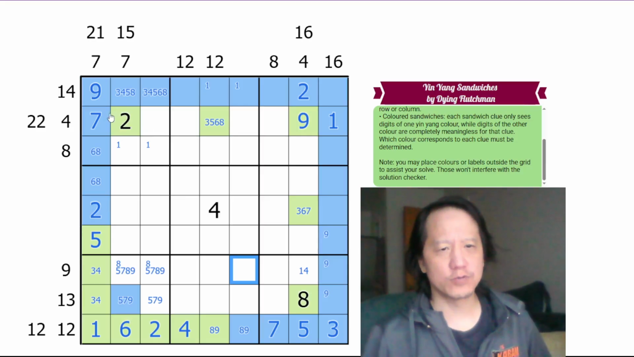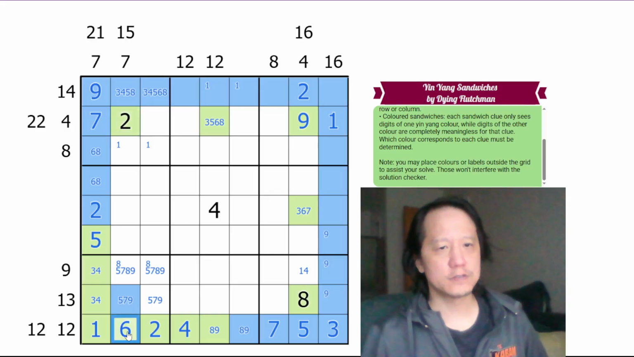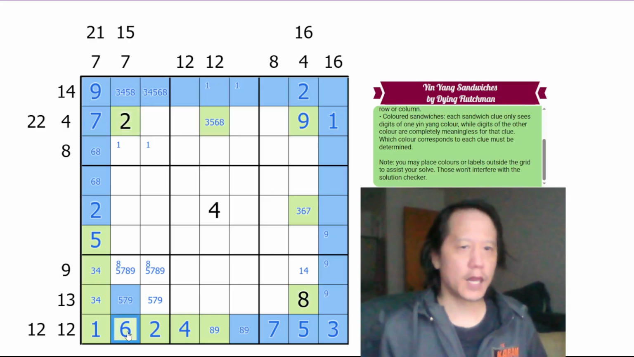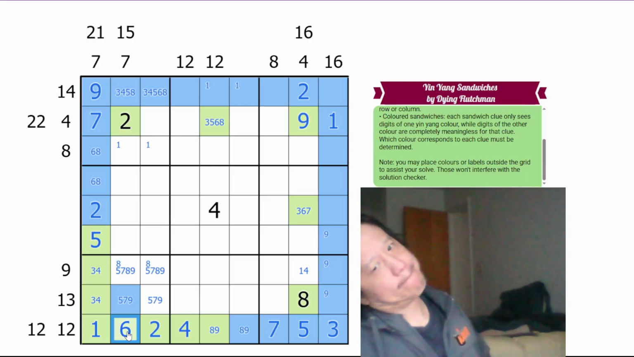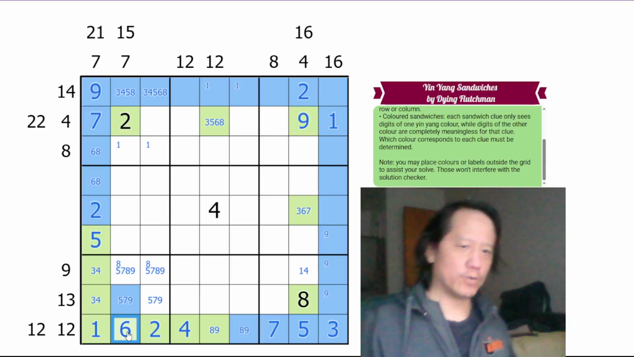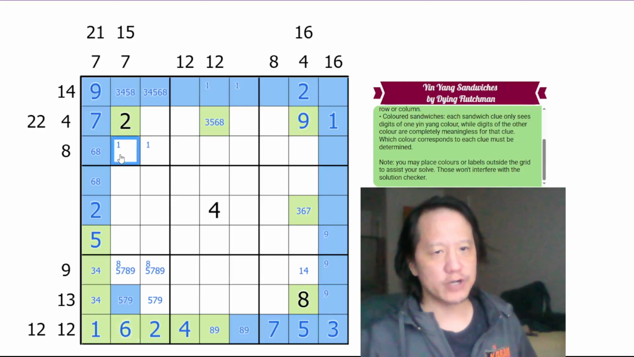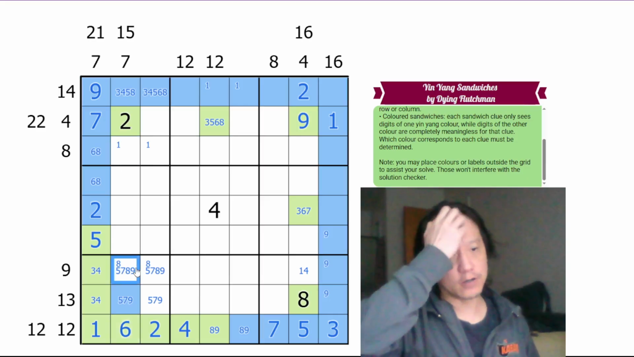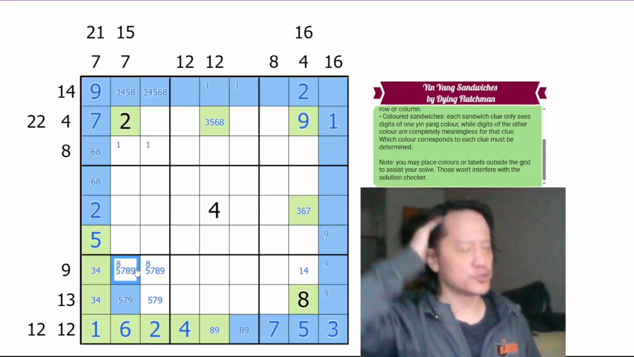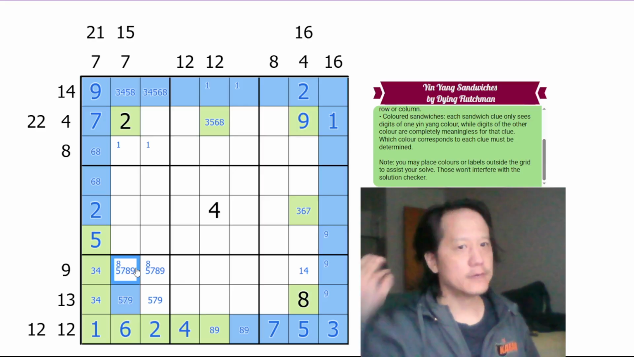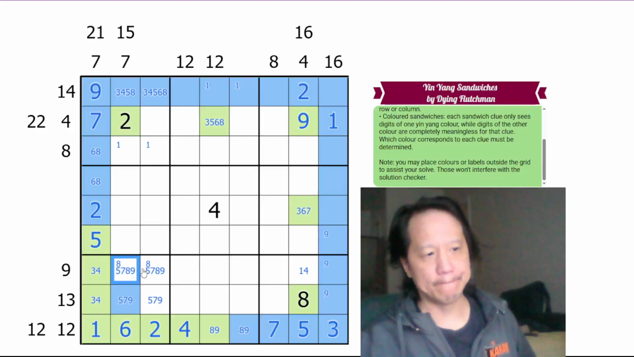Probably have to work with column 2 now. Okay. So between the greens could be 2 and 6. So we're guaranteed 1 and 9 are in column 2. That's 10.